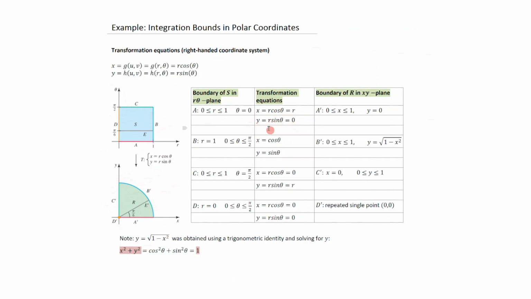So in this case, basically, we would say that this transforms, given that we have x equals r and theta equals 0. That means that x goes from 0 to 1 and y equals 0. So that would be for the segment A.